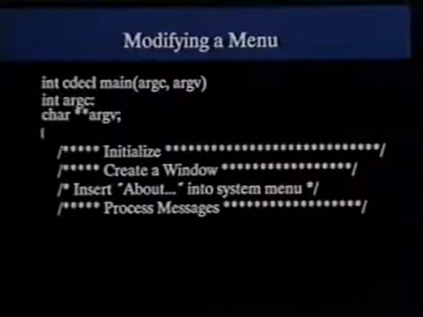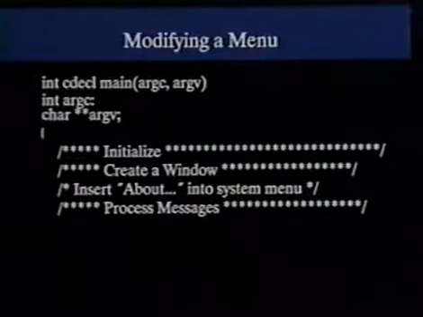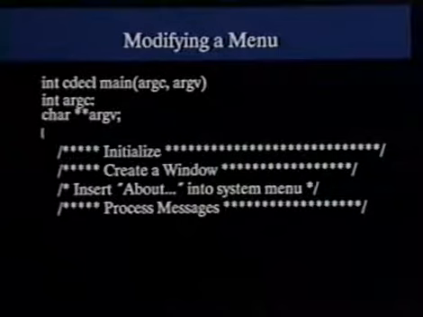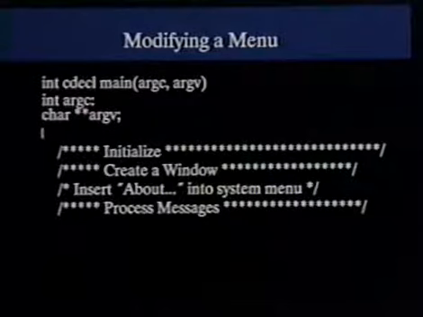All right, so there are four parts. Let's first look at how we go about inserting the piece of code onto the system menu. Right after we create the window, we're going to insert the code that adds the string "About" into the system menu. So it's going to go here, after we've created the window, before we've processed the messages. And here's what the code would look like.